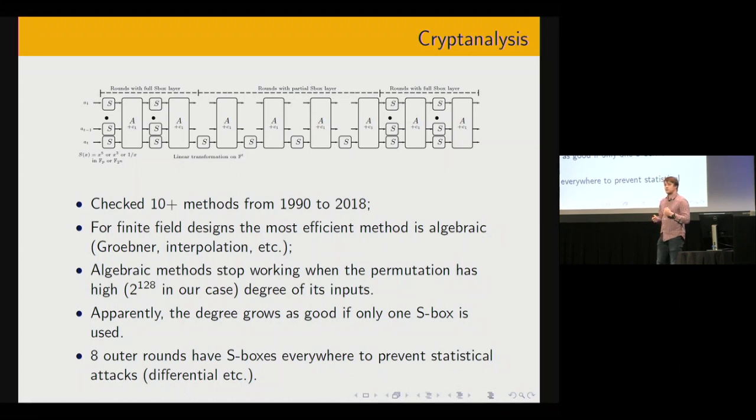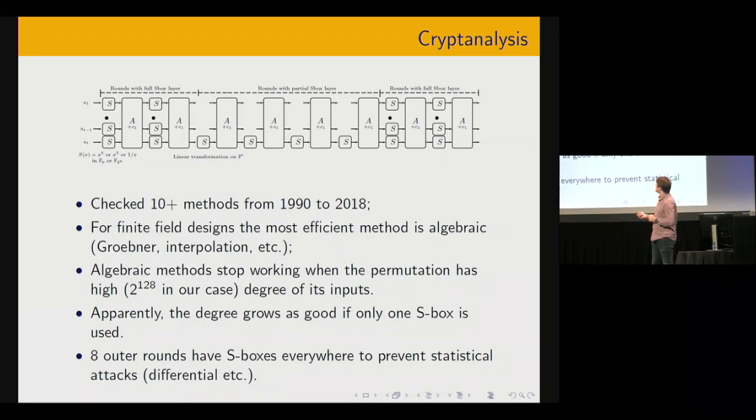And what is more important, we are not very good at estimating their complexity. In particular, for the Gröbner basis attacks, we are still revising, and the complexity estimates for the most effective algorithms are not very precise. That's why the number of rounds we put in here is based on some optimistic estimates of how these algorithms work, but of course there can be revisions.